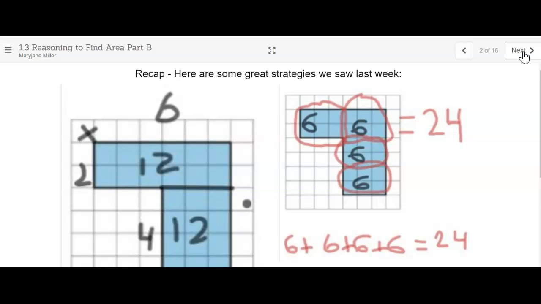So here's a recap of what were some great strategies that we saw in Part A. Some students decomposed the L shape into two rectangles this way, and then some students decomposed and made 4 6-unit rectangles.